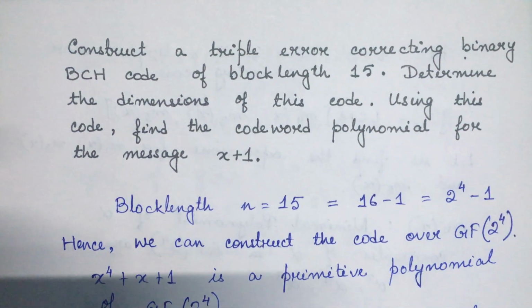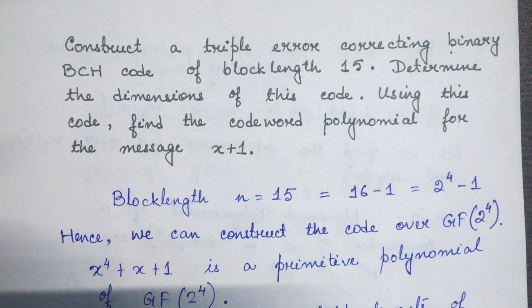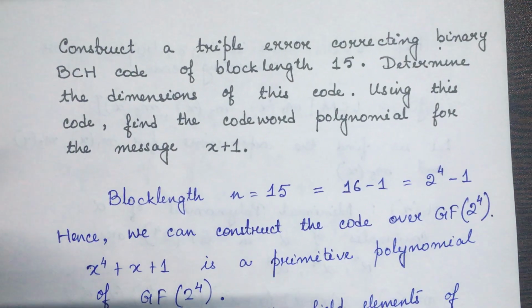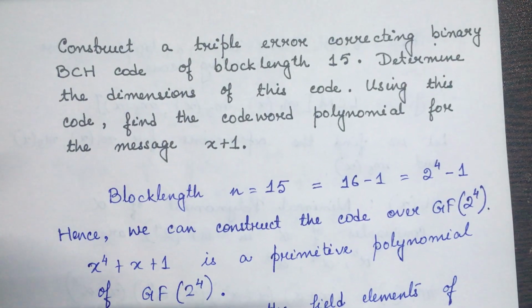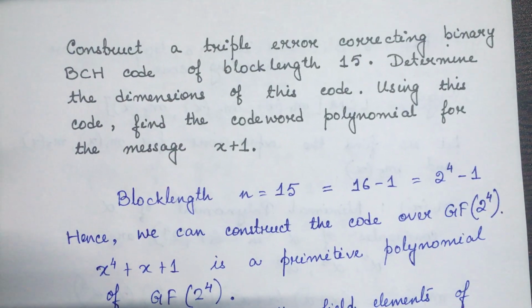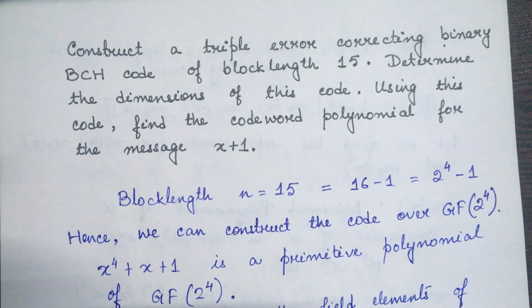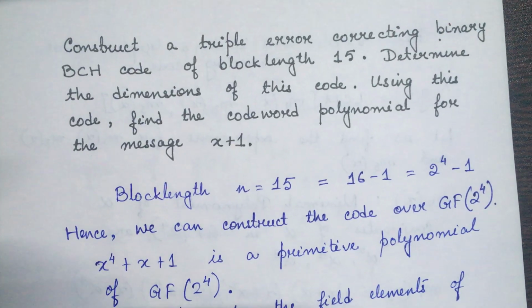In this video, we are going to discuss how to construct a t-error correcting binary BCH code of a given block length. So here we have the question: construct a triple error correcting binary BCH code of block length 15, and then we have to determine the dimensions of the code, and also using the same code we will have to find out the code word polynomial for a given message polynomial, which is x plus 1 over here.